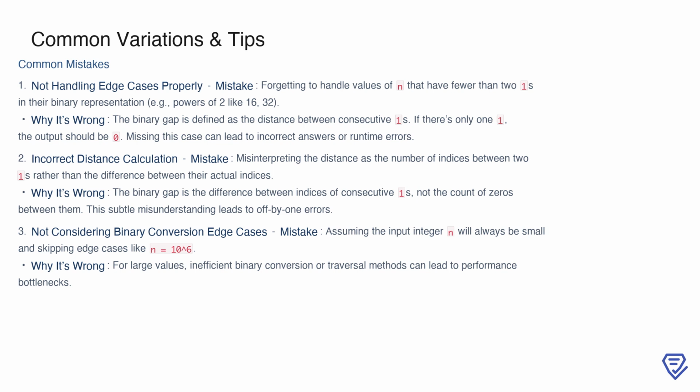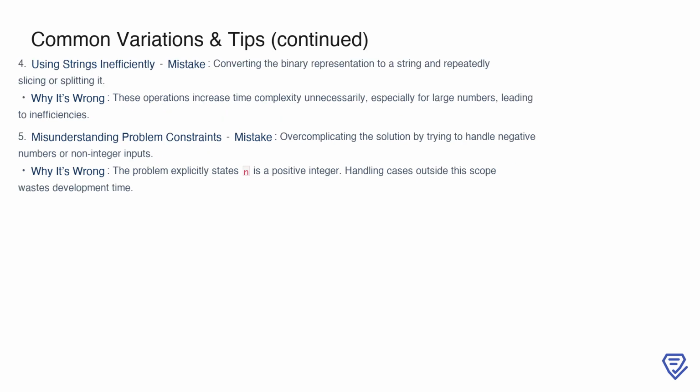Finally, failing to consider edge cases during binary conversion can lead to performance issues. For instance, when dealing with large values of n, like 10^6, inefficient conversion or traversal methods can significantly slow down your solution. It's important to account for these potential pitfalls to ensure your code runs correctly and efficiently. Additionally, using strings inefficiently is a frequent mistake to avoid. While it's tempting to convert the binary representation into a string and then use slicing or splitting operations, these approaches can significantly increase the time complexity, especially for large numbers. Such inefficiencies can make your solution impractical for larger inputs.